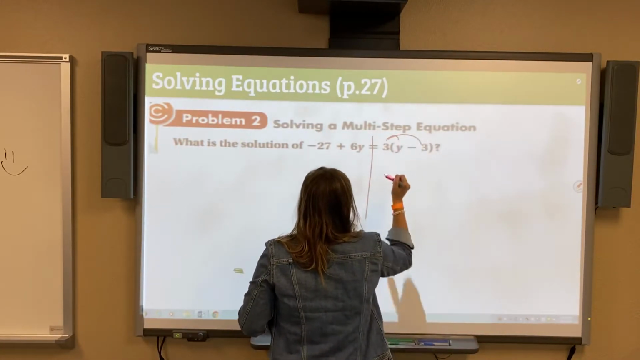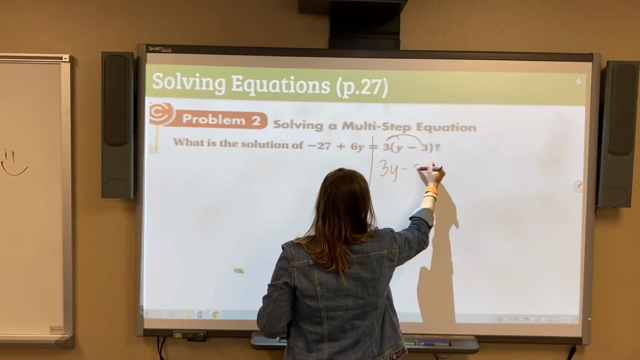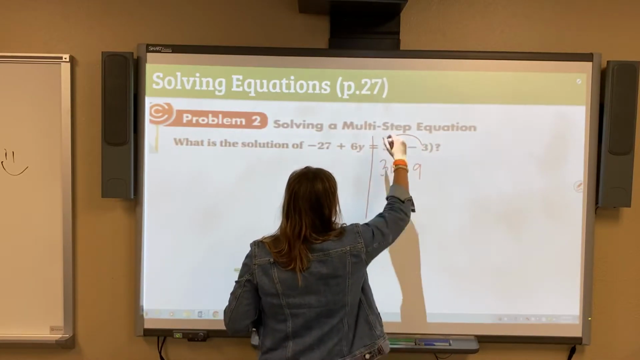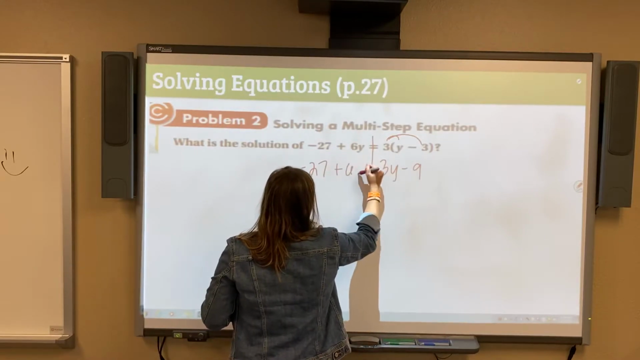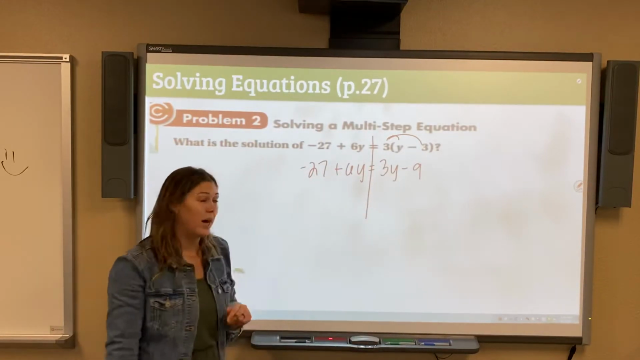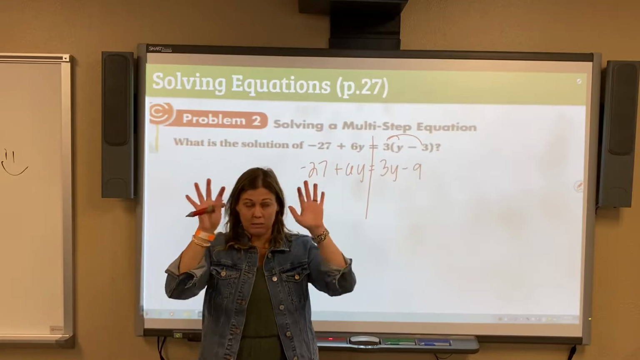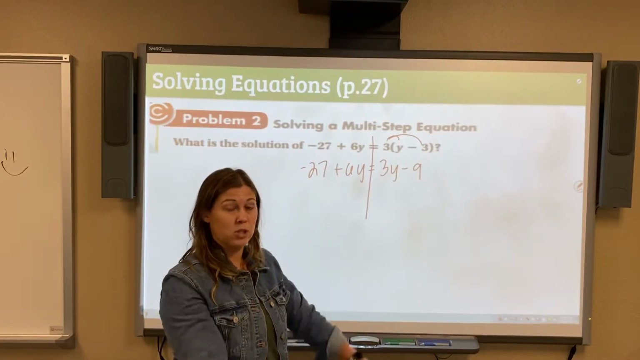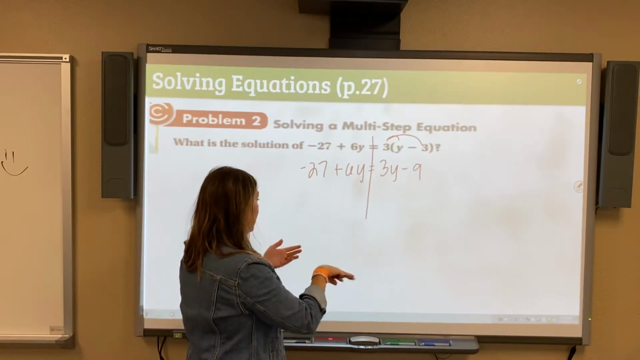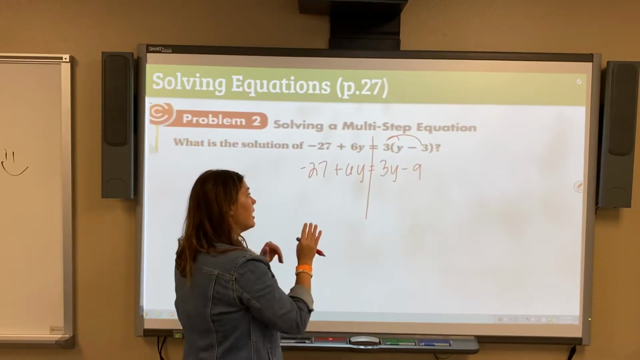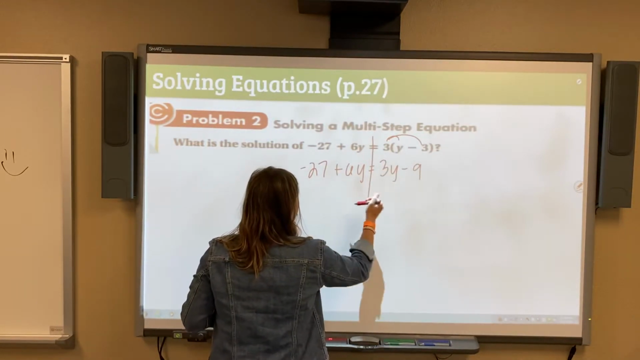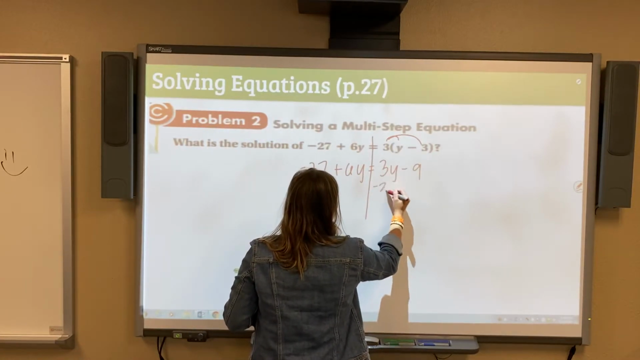So distribute our 3 to make 3y minus 9. 3 times y is 3y, 3 times negative 3 is negative 9. So negative 27 plus 6y equals that, okay? So now each side is as simplified as possible. So now move variables to one side, numbers to the other. There's 4 different ways that you can start this. I like to move my variables to the left. So I'm going to undo this by subtracting 3y.